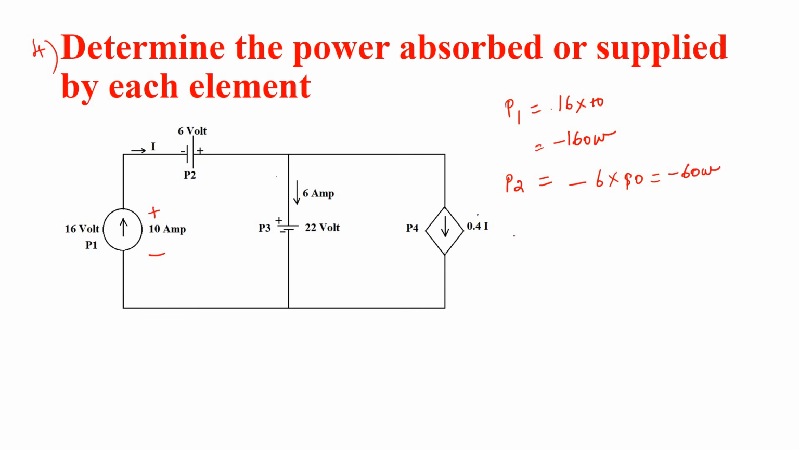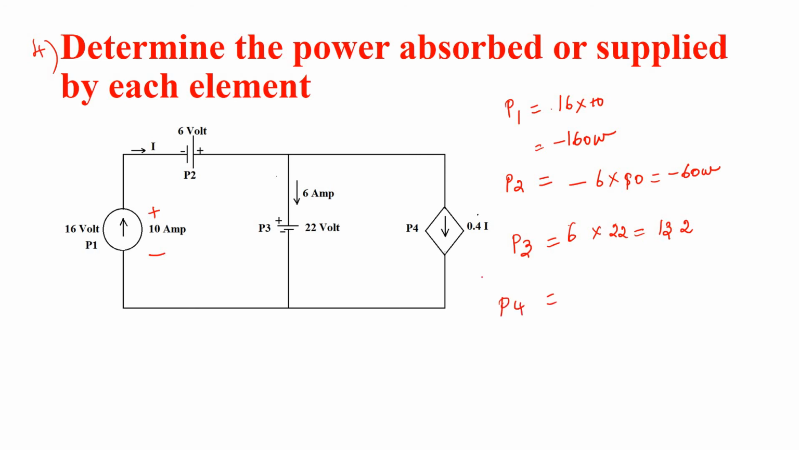And next consider P3. See, the current is entering into a positive terminal, or positive absorbed. So power is absorbed here. So how to find out the power? 6 into 22, that is 132.